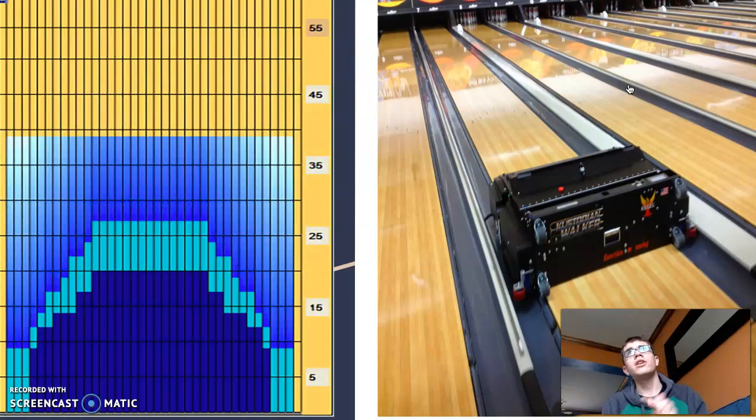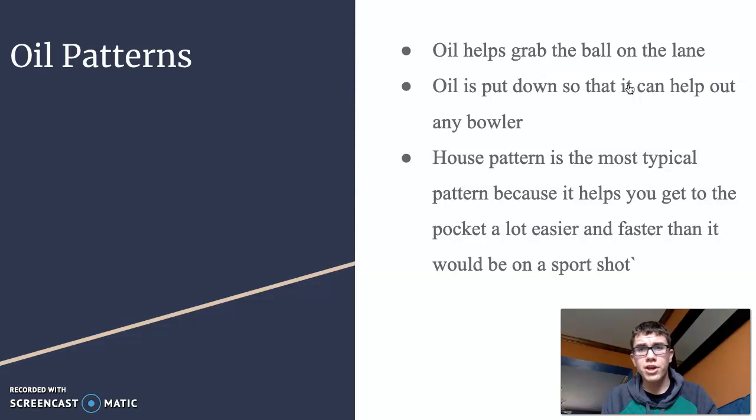And the history of bowling started very far back. And yeah, the oil is put down so that it can help out any bowler. That's what I basically said earlier.